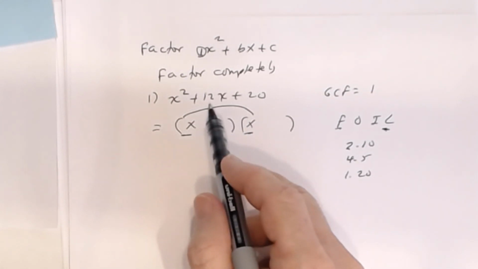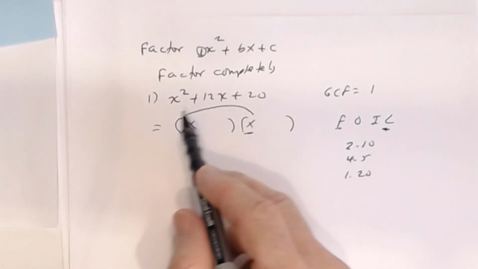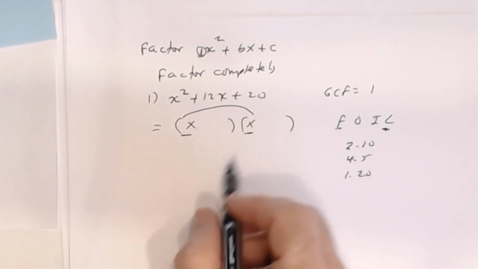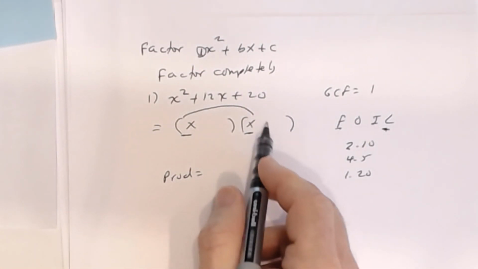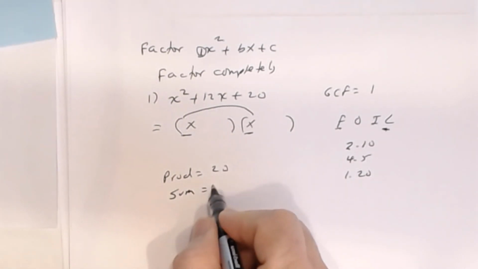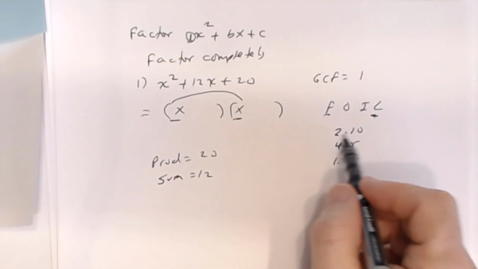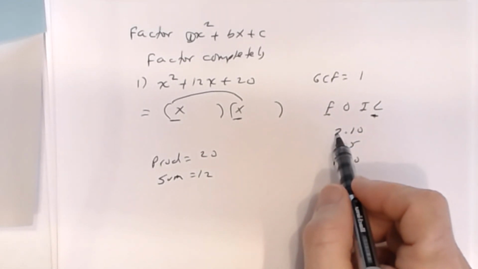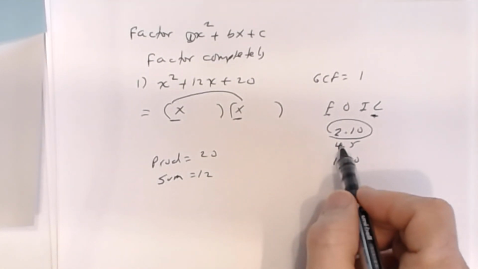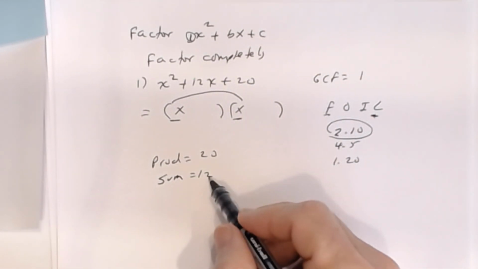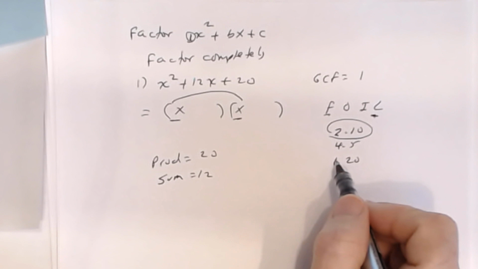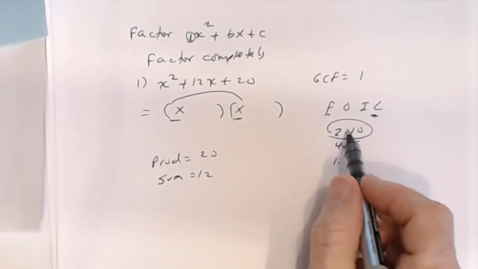You want that middle term to be 12. Whenever the coefficient is 1, you want your product to be positive 20 and your sum to be positive 12. 2 times 10 is 20, and 2 plus 10 is 12, so that's the one. 4 times 5 is 20, but 4 plus 5 is 9. 1 times 20 is 20, but 1 plus 20 is 21.